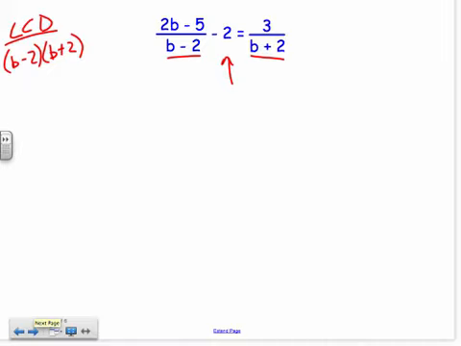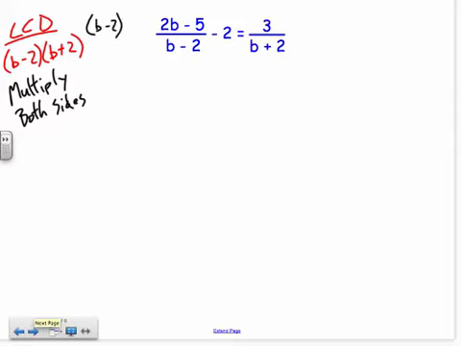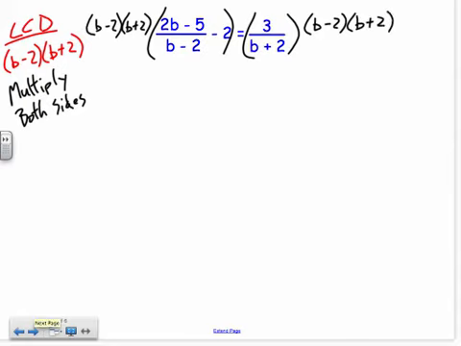So we're going to use this now. You want to multiply both sides by this, and that'll cancel out your denominators. And you'll see that happen here. So that's what we're going to do. I'm going to take b minus 2 times b plus 2 times both sides.